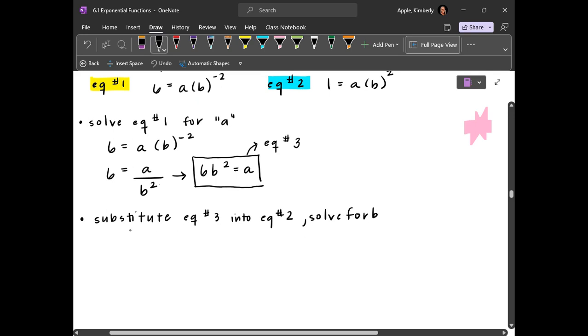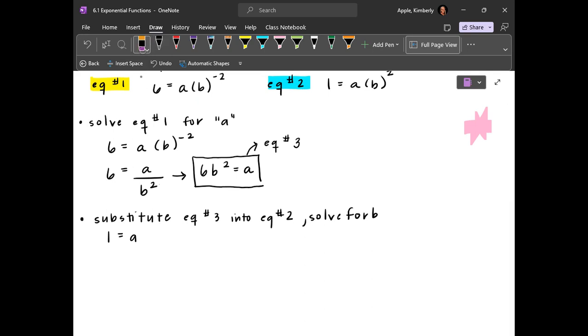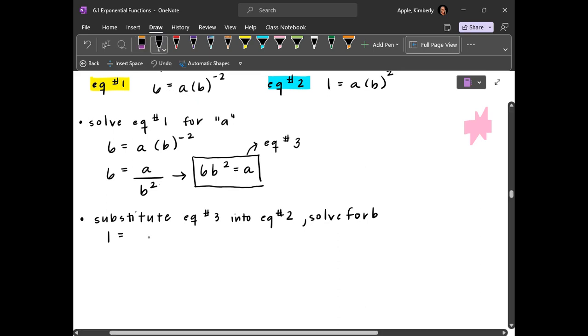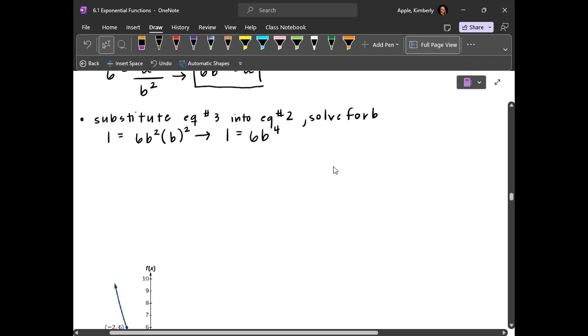So 1 equals a. You'll recall a is 6b squared times b squared. So now I end up with, by the properties of exponents, 6 times b to the fourth. And we're going to end up solving, again, with a root that's not a square root. So let's isolate b first, and I'll end up with dividing both sides by 6. I'll end up with 1 over 6 is equal to b to the fourth.